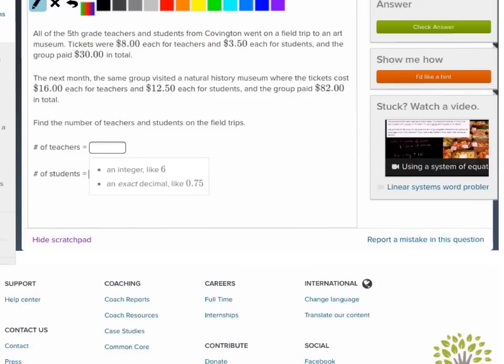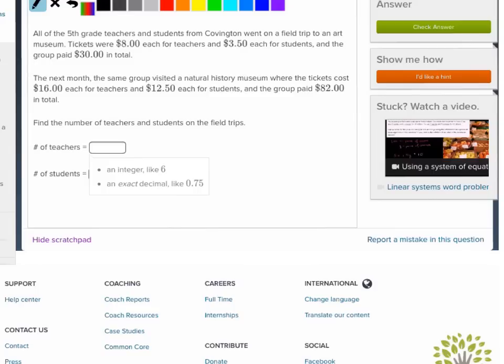Now the question is, how do I know that I've got a system of equation word problem? Because that's the hardest part, evaluating whether this is a system of equation word problem. Well, they provide me with a single scenario here, and then in the next sentence, they provide me with another scenario. So when you have two different scenarios, you know it's a system of equation word problem.